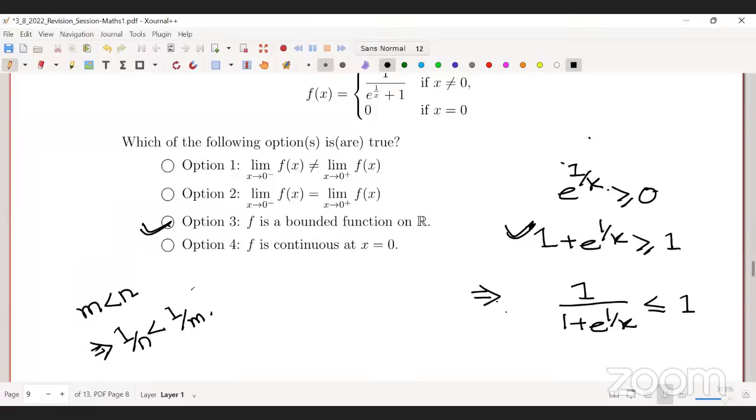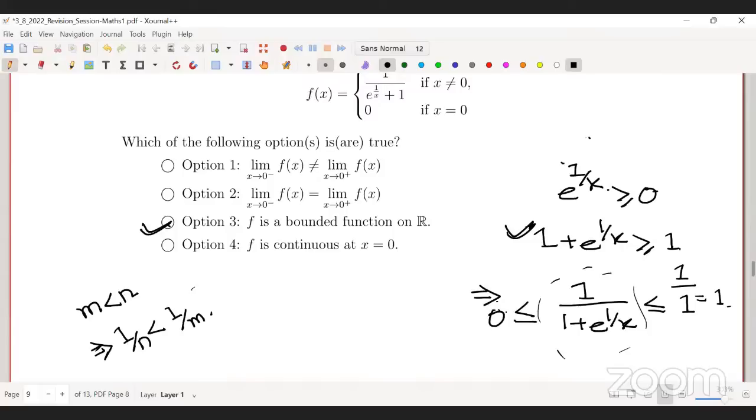Here, 1 plus 1 by e power x is always greater than 1, right? So if I invert it, I will get 1 by 1 plus e power x, which is less than 1 by 1, which is 1. And I know 1 plus e power x is greater than 0, so this whole term will also be greater than 0. So the value of this function is always in between 0 and 1.